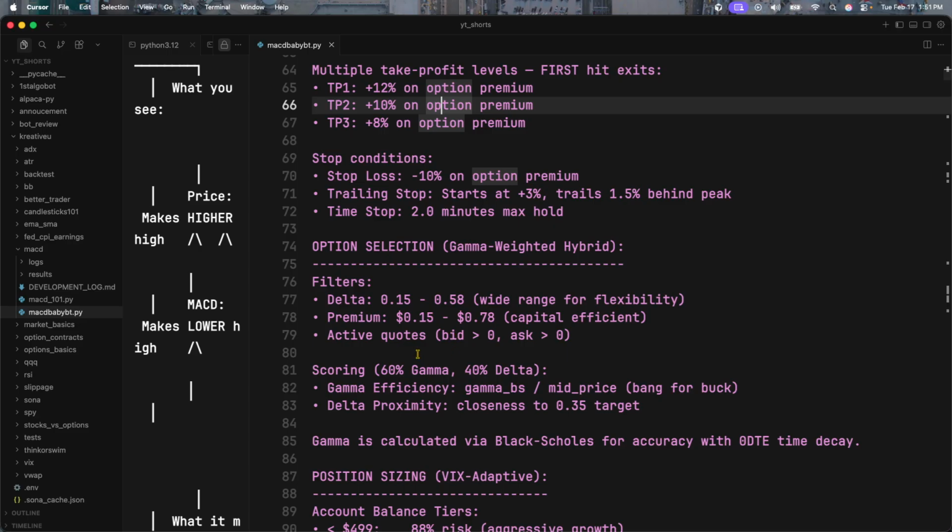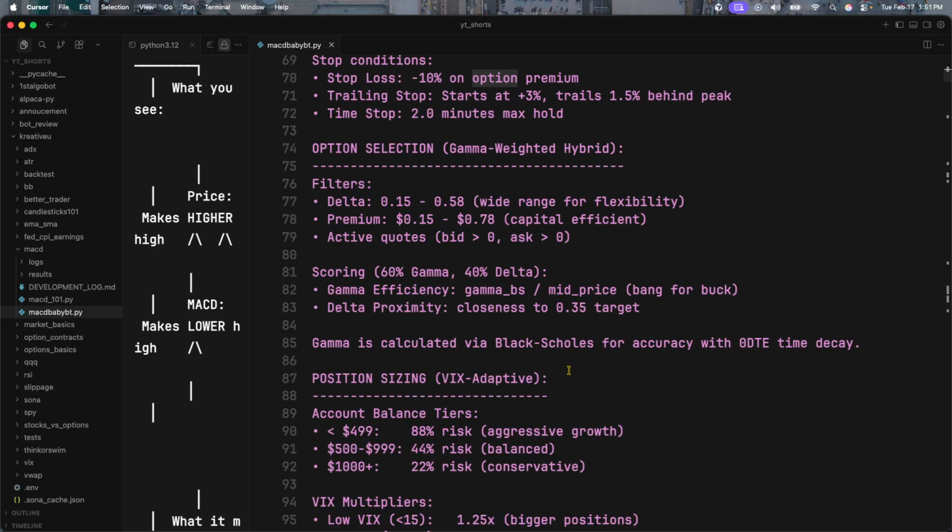And this is how we're going to score it. 60% gamma efficiency, because gamma puts a turbo boost into delta, right? So gamma efficiency is gamma over the mid price, bang for your buck. I don't know why we're using mid. It should be bid here, so we're going to update that. So that's one thing I just noticed.